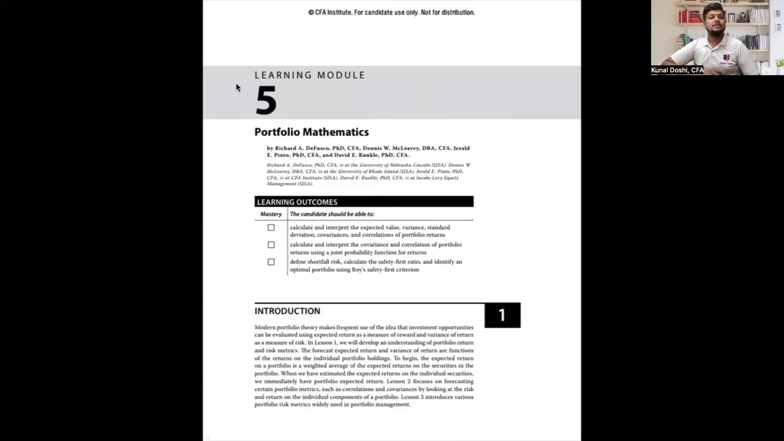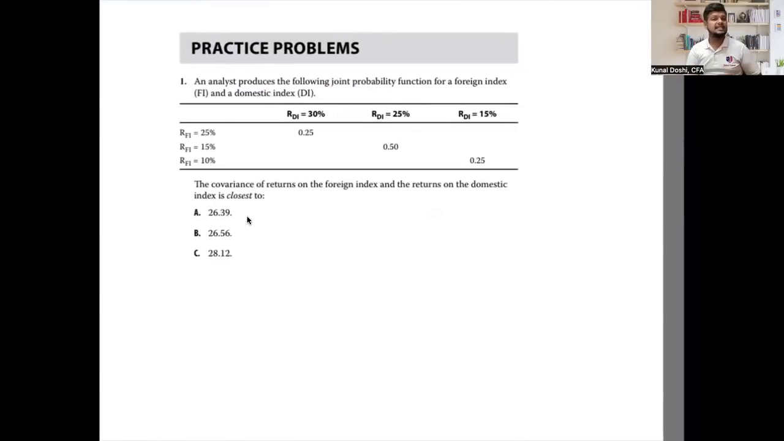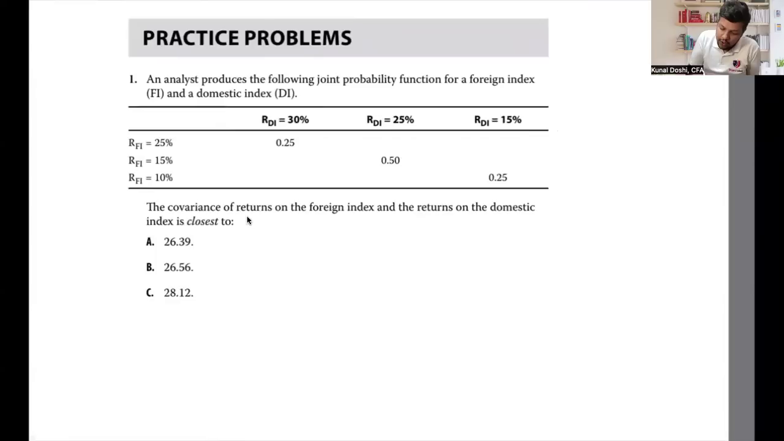Now we'll start the next topic. In this topic of portfolio mathematics, again related to probability, let's see this from the finance point of view. They have asked me to calculate the covariance of returns, and they've given me the joint probabilities for the returns of foreign index and domestic index, two indexes.